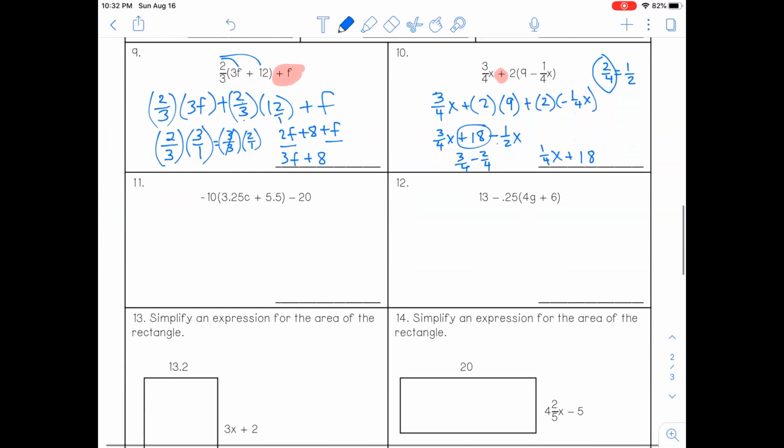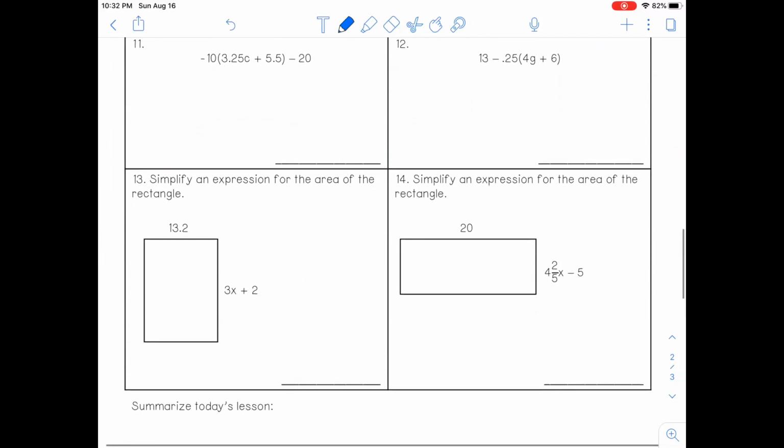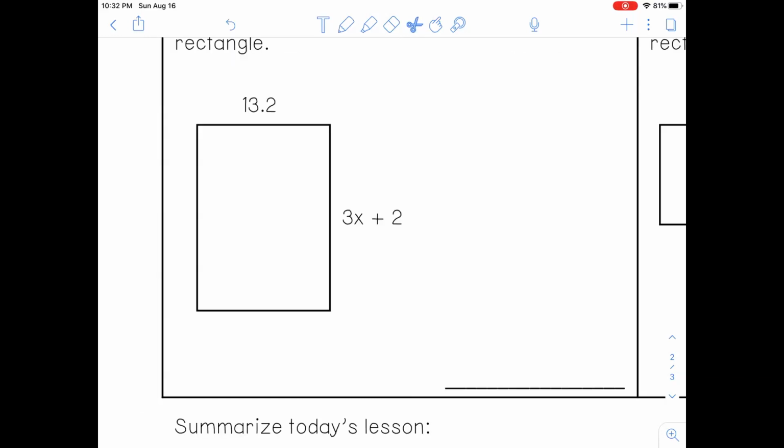Okay, those look the same as what we've already done. Here we have simplify an expression for the area of the rectangle. We talked about this before. Remember that with the rectangle, we have 2 sides each. So if we add the 2 that we already have, we have 3x plus 2 plus 13.2. But each of those has 2 sides that have the same, so we're going to multiply the whole thing by 2.